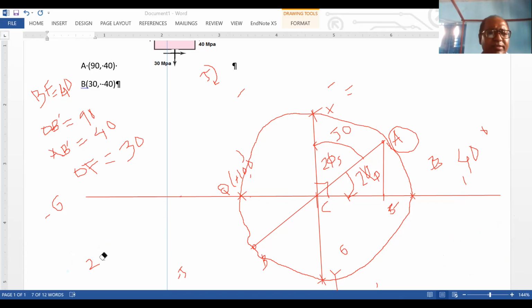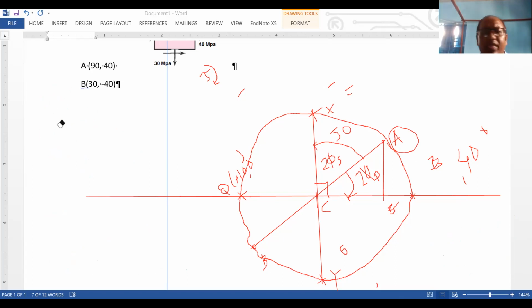Sir, why aren't we using tangent? Sir, we can easily find out using tangent. Tangent to figure out what? Sir, the angle. For 2 phi s or 2 phi p? Sir, for 2 phi p. No, for an angle, you need a triangle. Without a triangle, how can we figure out the angle from the tangent?